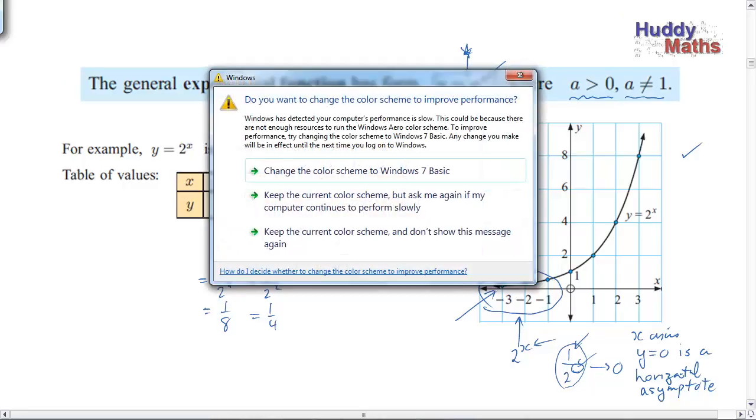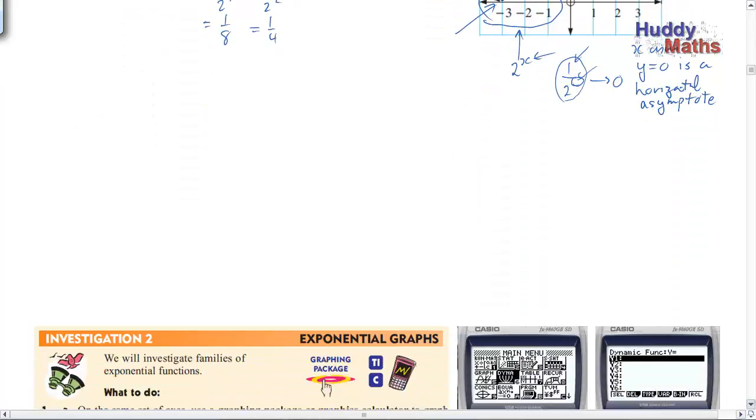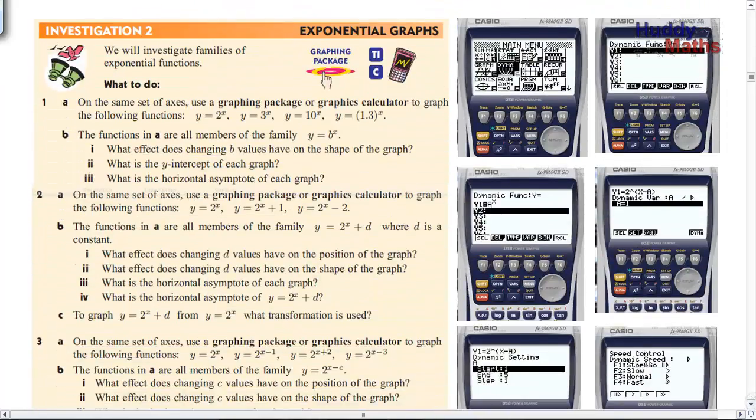Let's come down now. We'll just get rid of that. And let's come down now and have a look at a little investigation from Hayes and Harris Publications. I want you to go quickly through this. It won't take long because I've got a bit of work here with the Casio. You can use the graphing package from the publication if you wish, or I'm going to show you how to do it on the Casio.